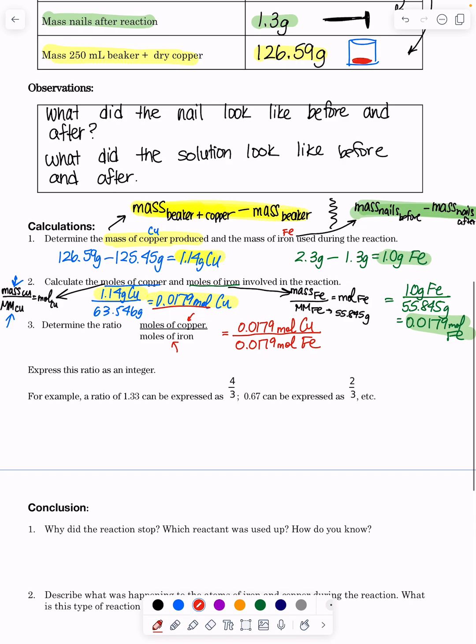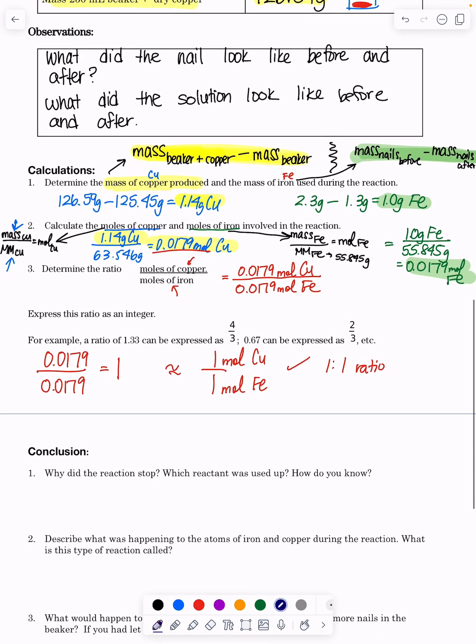And then it says express this ratio as an integer. For example, 1.33 can be expressed as 4/3. 0.67 can be expressed as 2/3. We're kind of lucky here. All we're going to do is divide these two numbers and get a number. 0.0179 divided by 0.0179 for my data is 1, which I could write as 1/1, which would be 1 mole of copper for every 1 mole of iron. So it's a 1-to-1 ratio. And done.